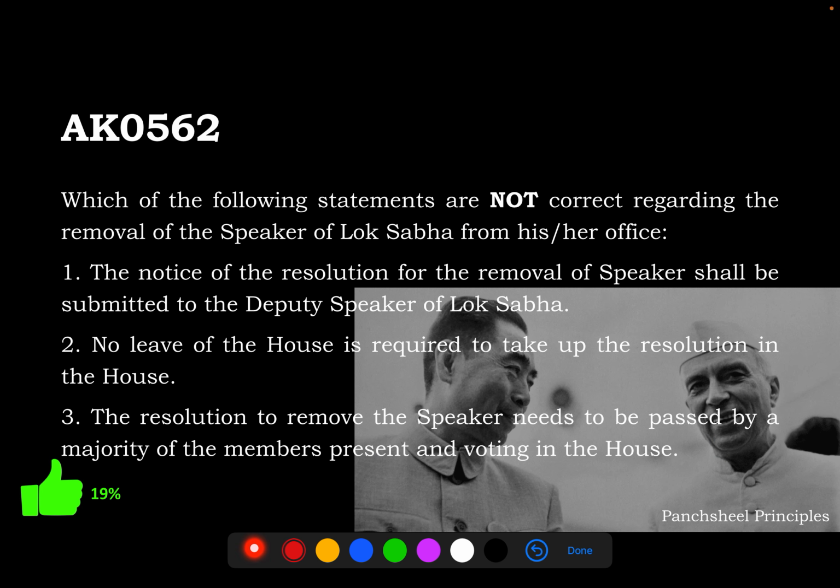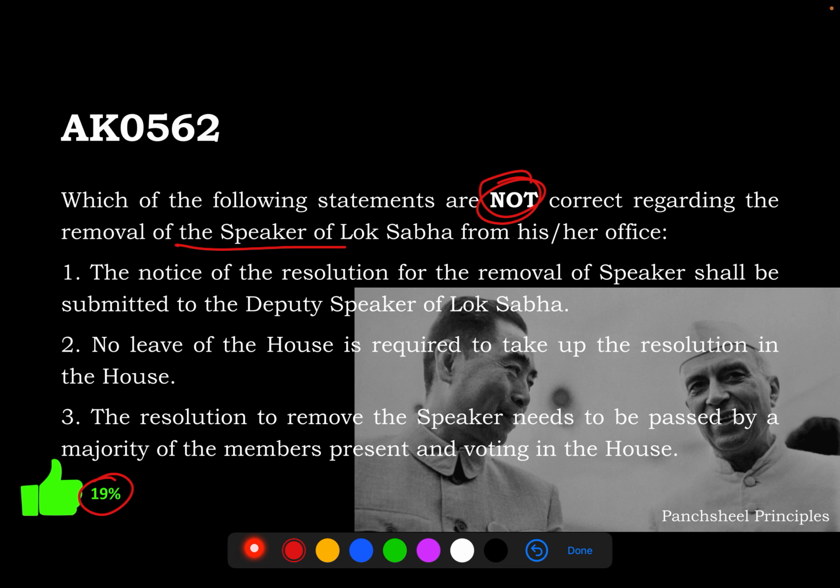We move on to the next question, and it says which of the following statements are not correct regarding the removal of the Speaker of Lok Sabha from the office. Interesting observation. Hardly 20% of the people got it right, even though this has been in the news because against Mr. Om Birla, there was a procedure that was initiated. So this is current affairs. We should have solid preparation on this.